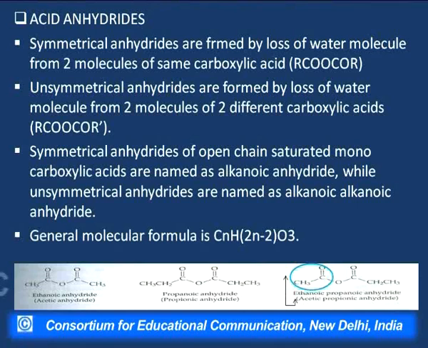Now the third example is an example of a mixed anhydride. Mixed anhydride means that we have heated two different acids, and on one side we have the ethanoyl group and on the other side we have the propanoyl group. Here it will be named as alkanoic anhydride, right? And again we will take the alphabetical order, so it will become ethanoic propanoic anhydride, right?